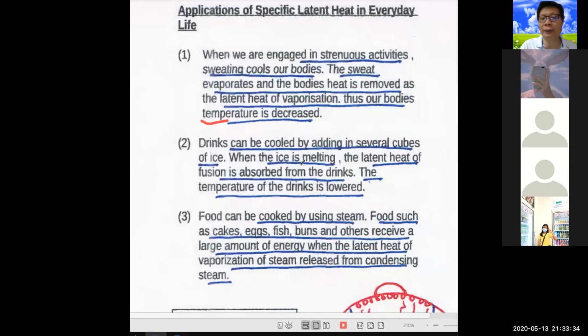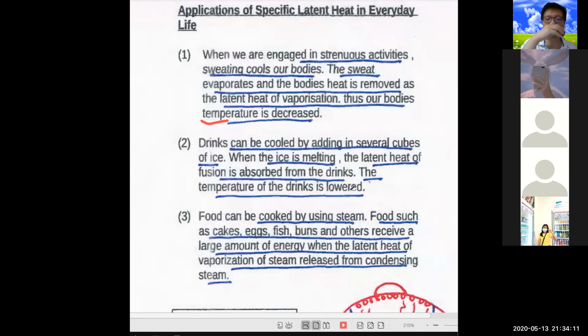The reason is, when you put the ice inside the hot coffee, the ice will melt. You see what is required when the ice wants to melt? You need to absorb heat, isn't it? So when the ice melts, latent heat of fusion is absorbed from the drink. The ice will absorb the latent heat of fusion from the coffee in order to melt, right? That's why the temperature of the drink will drop.